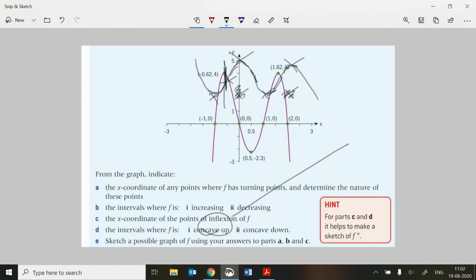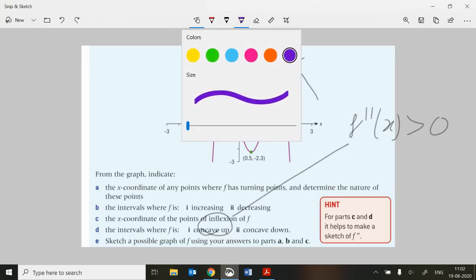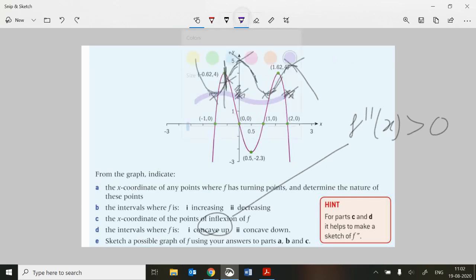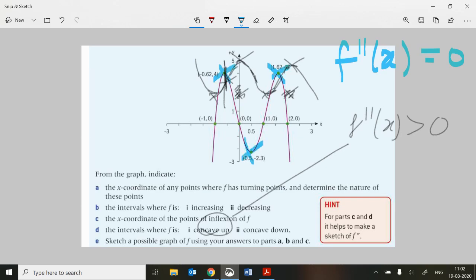Okay, so we've got to think concave upwards, where are we getting f dash dash of x greater than 0. Now we've found where it's equal to 0. So it's equal to 0 at this point here. So we've got f dash dash of x equal to 0 at this point, and this point. So now we just need to think, where are we greater than 0? Where is it concave upwards? Well, that's all up until here.